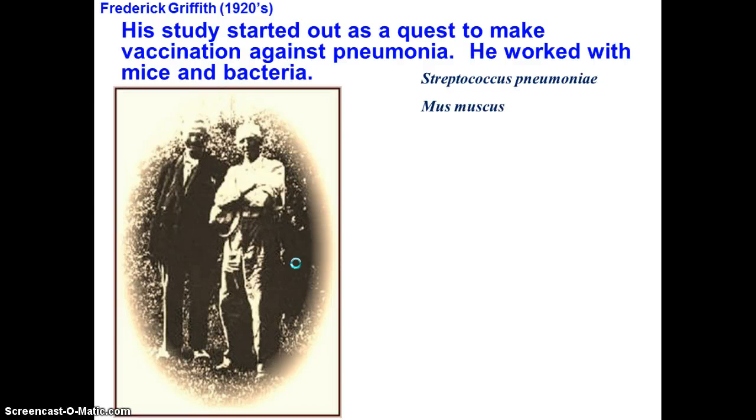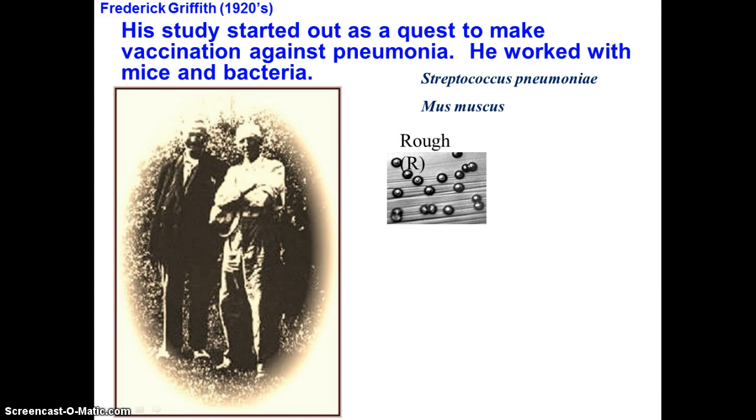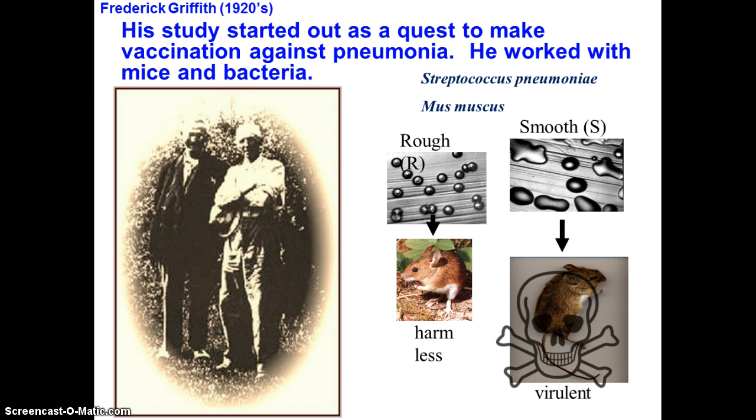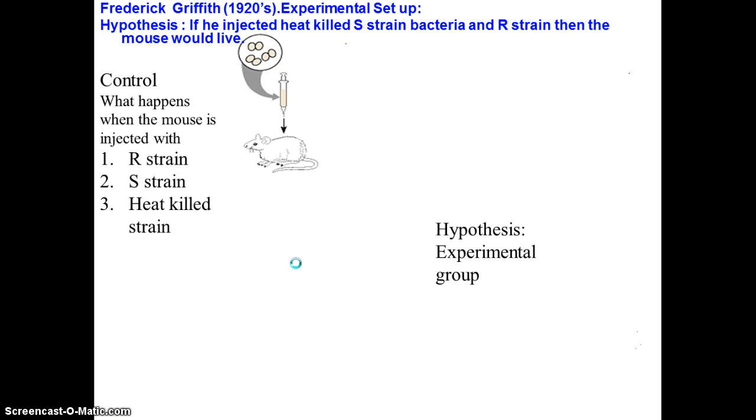So in the 1920s, we start with Frederick Griffith. He was working on an experiment where he was trying to find a vaccination against pneumonia. He worked with mice and the bacteria Streptococcus pneumoniae, which causes pneumonia. There were two strains: a rough strain that was harmless, and a smooth strain that was virulent and would cause disease. So he worked with the hypothesis that if he injected the heat-killed smooth strain bacteria, which caused a disease, together with the harmless R strain, then the mouse would live.